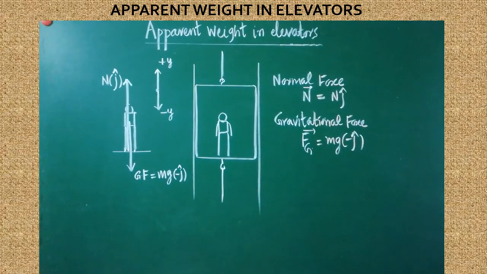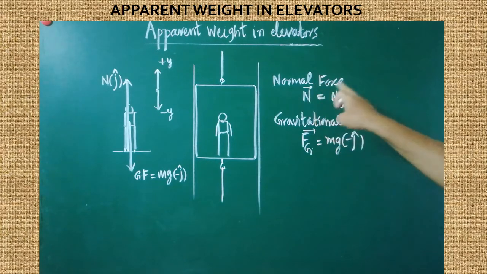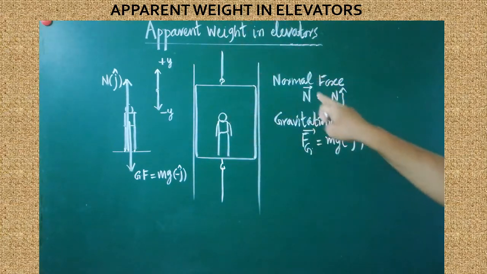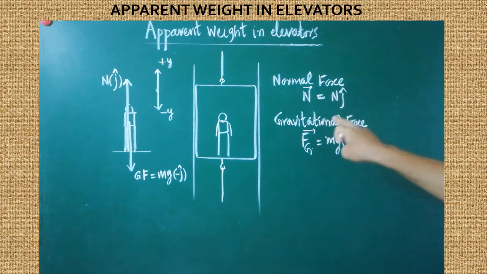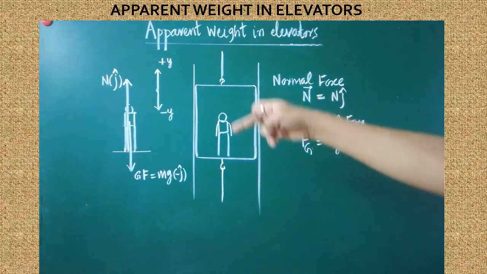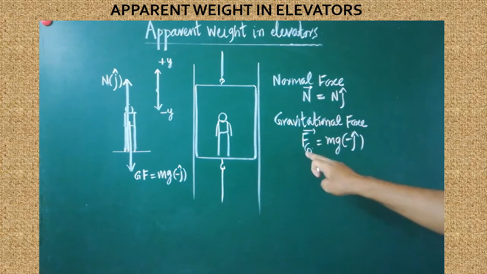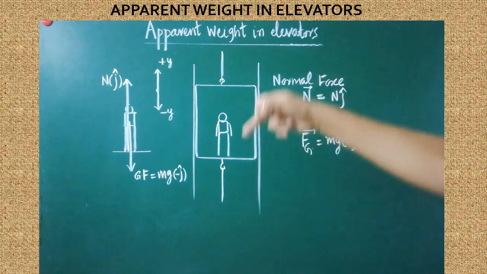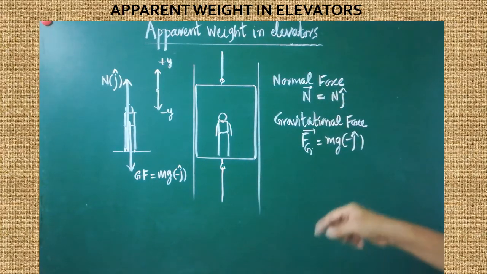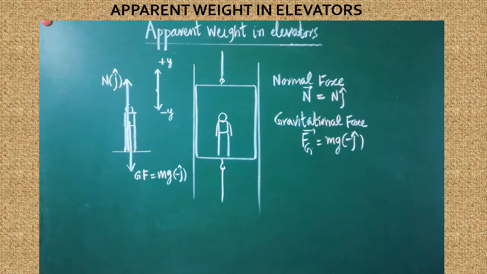Now, we list out the names of the forces in proper form. The normal force that is acting in the upward direction, that is N vector is equal to N j cap. The gravitational force that is acting in the downward direction, therefore Fg vector is equal to mg, that is minus j cap. Why minus j cap? Since it is acting in the downward direction, the negative y direction, it should be written in proper form. Are you clear?